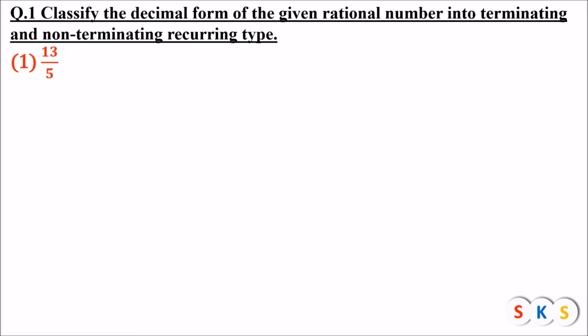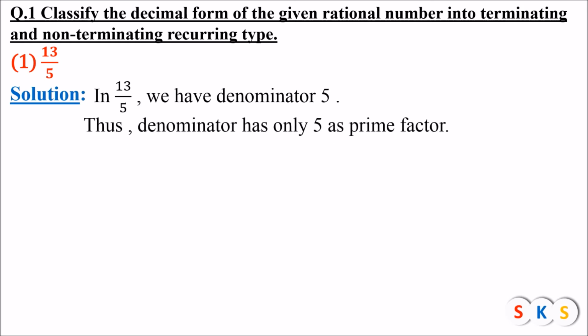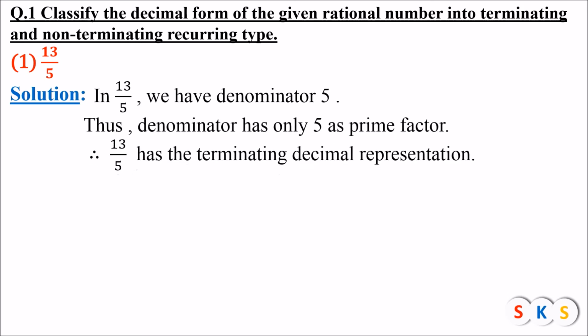What is the denominator of this fraction? It's 5, right? And we know that if the prime factors of the denominator of a fraction are 2 or 5, then the decimal form will be terminating. The denominator of the fraction is 5 and 5 is a prime number. The denominator has only 5 as a prime factor, therefore 13 upon 5 has a terminating decimal representation.